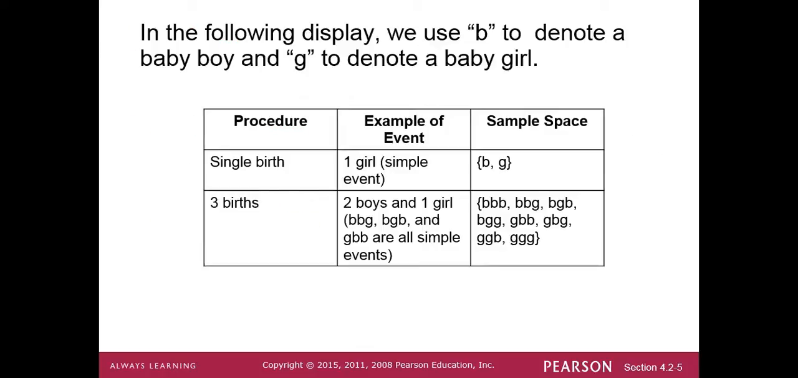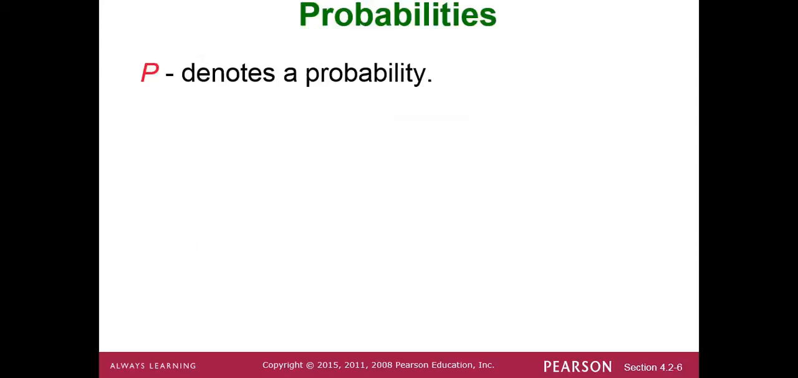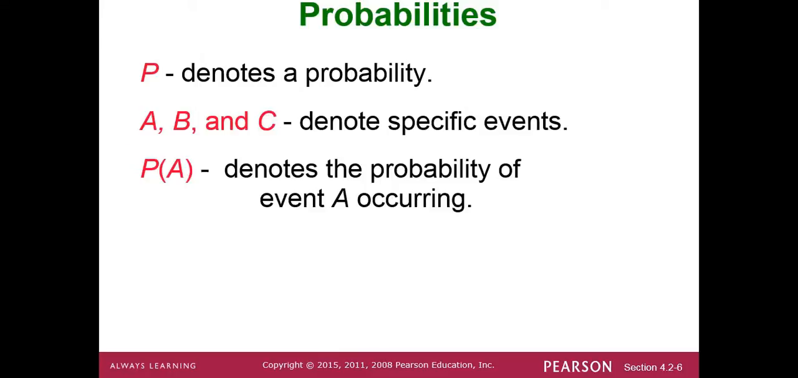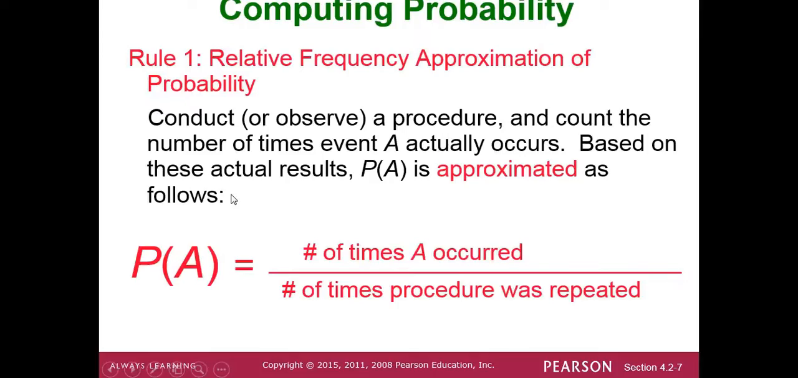And here's one where we look at a single birth, boy, girl, versus three births. So you could have boy, boy, girl, boy, girl, and so forth. And you'll find that it's often helpful to create what's called a tree diagram to kind of keep track of all those so we don't miss them. Of course, we have notation to keep track of. We typically use capital P for probability, and then A, B, and C would denote specific events. So if I write P parentheses A, what I'm really saying is what's the probability of event A occurring.